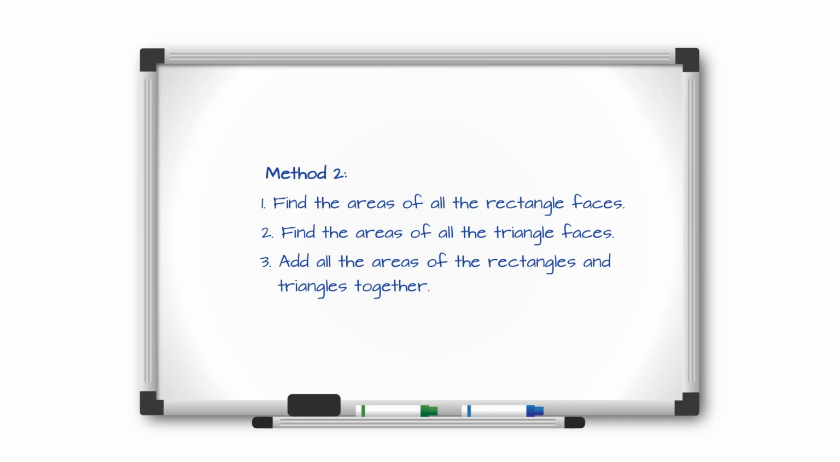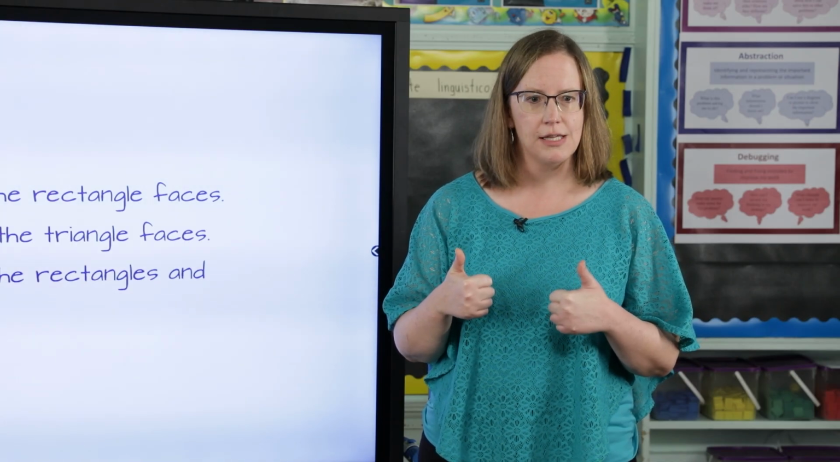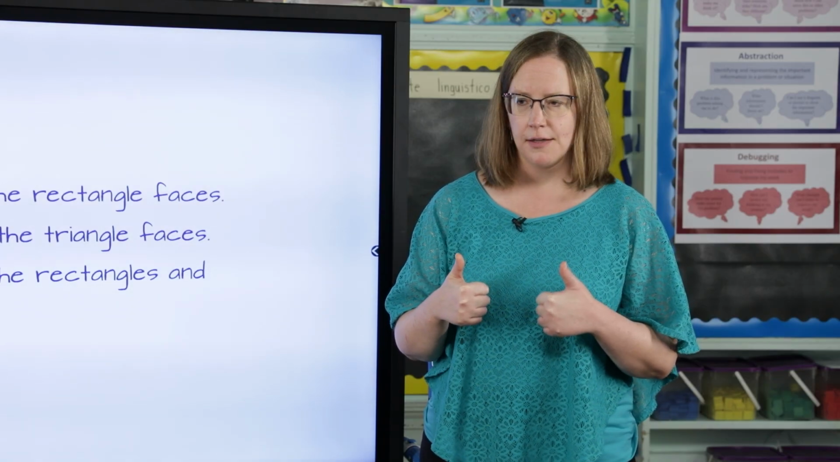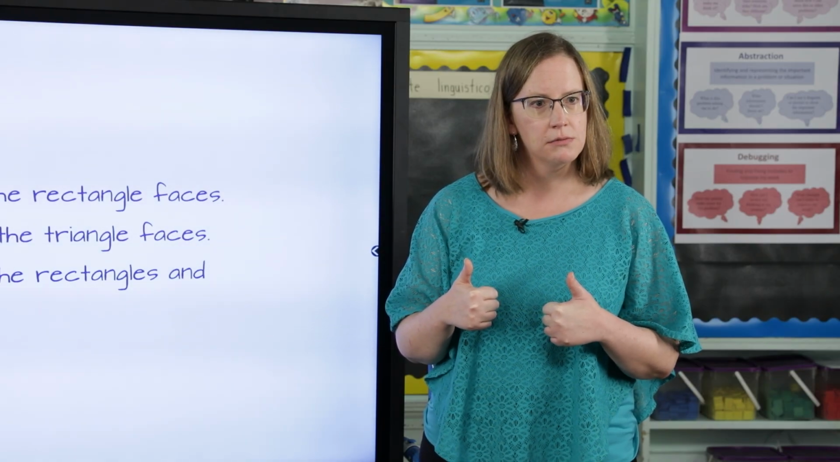So method 2 says, step 1, find the areas of all the rectangle faces. Step 2, find the areas of all the triangle faces. And then step 3, add all the areas of the rectangles and triangles together. Thumbs up if you agree. Does that method work? Anything we could add to make it clearer or more complete?